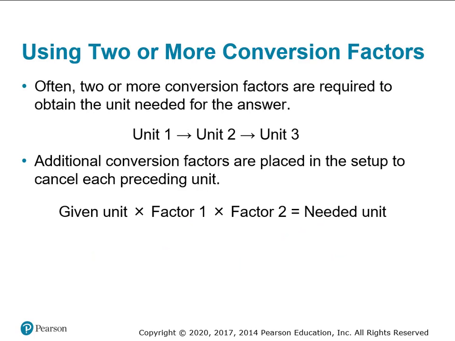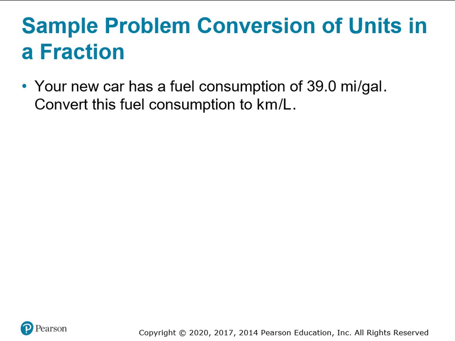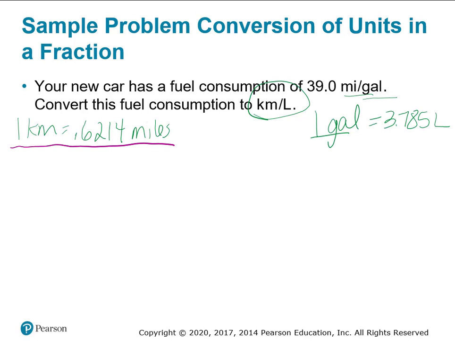Sometimes we need to use more than one conversion factor. Sometimes 2 or more conversion factors are required. Let's say that your new car has a fuel consumption of 39.0 miles per gallon. We want to convert this into kilometers per liter. Again, we would need to know some conversion factors to get started. Here's what we're given. 1 kilometer is equal to 0.6214 miles. And we also know that 1 gallon is equal to almost 4 liters, 3.785 liters. Let's start our problem with what we're given.